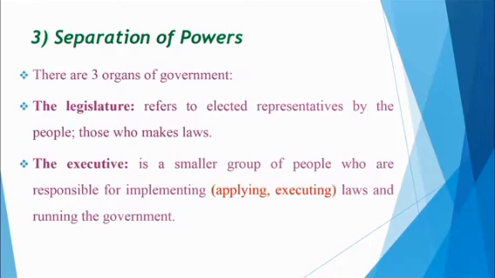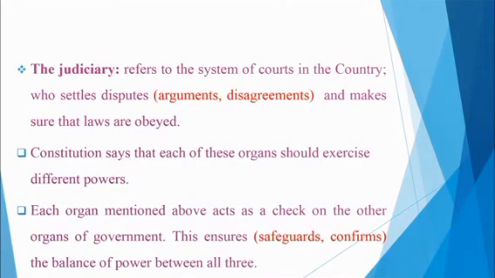The second one is the executive. The executive is a smaller group of people who are responsible for implementing laws and running the government. Here, implementing means applying or executing. So, the executive is a smaller group of people who are responsible for applying or executing laws and running the government. The third one is the judiciary.